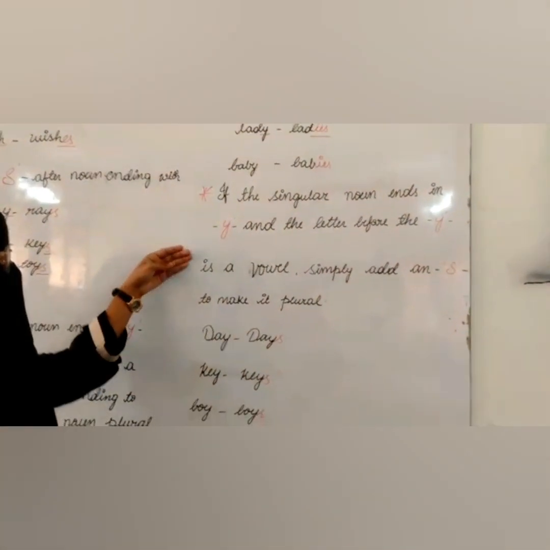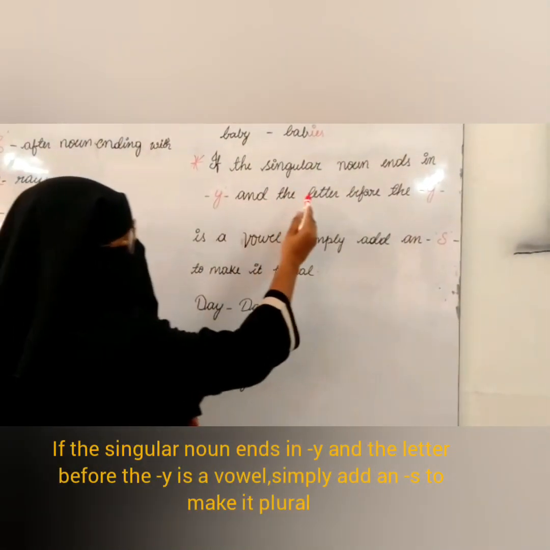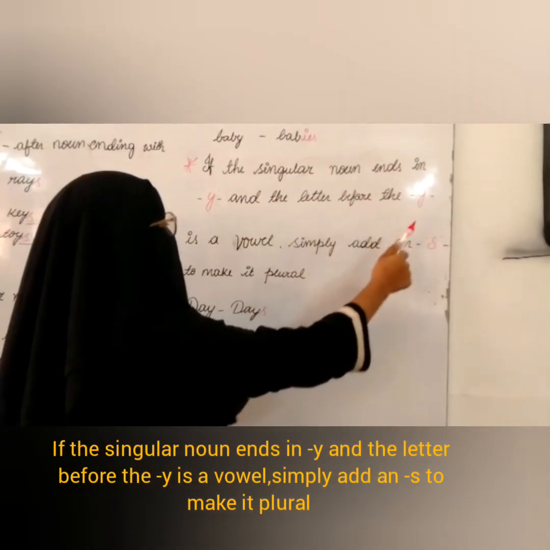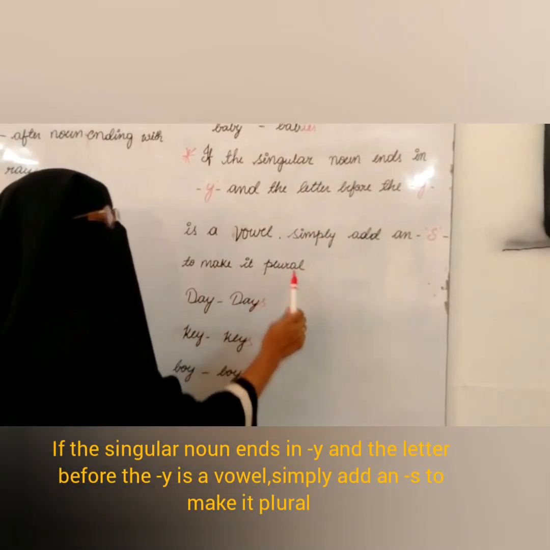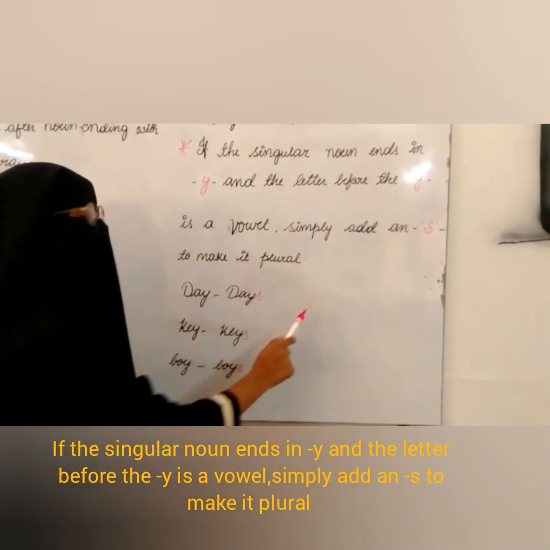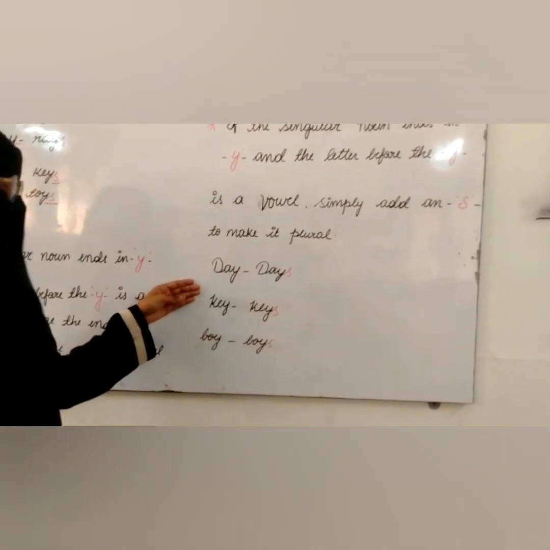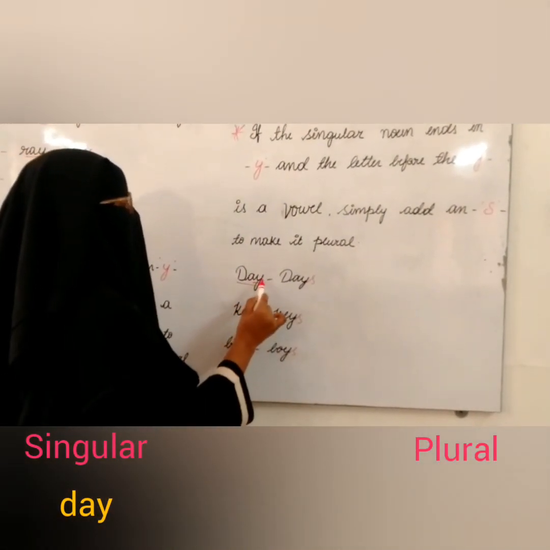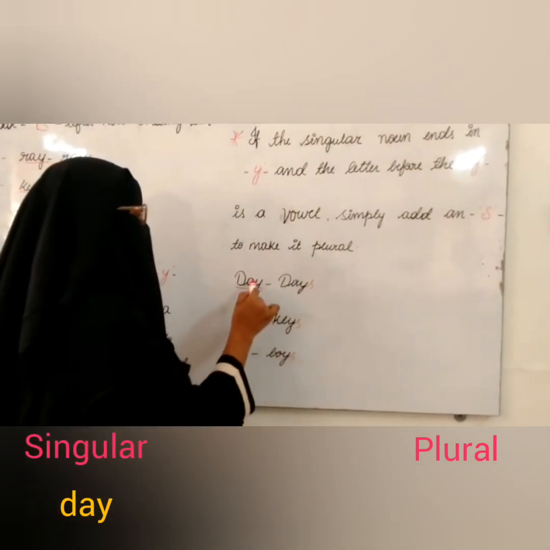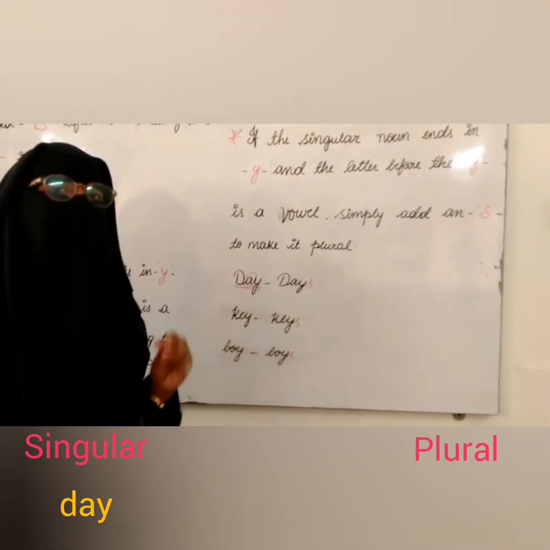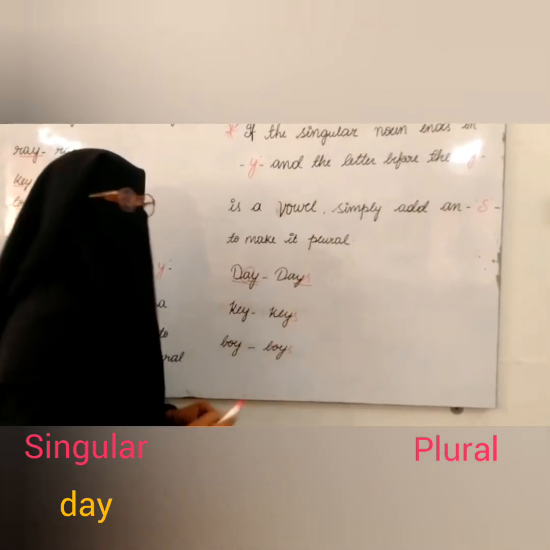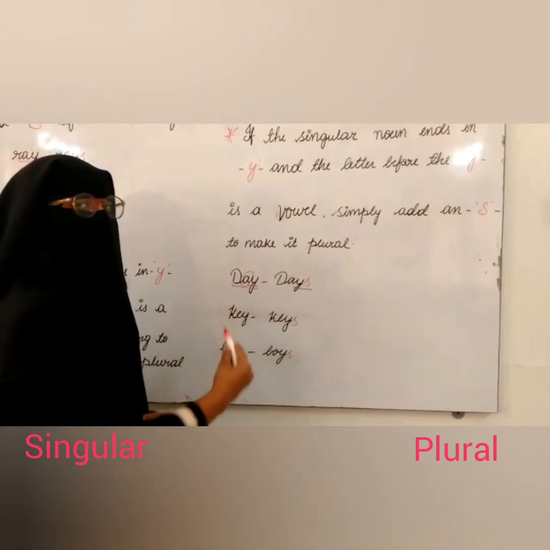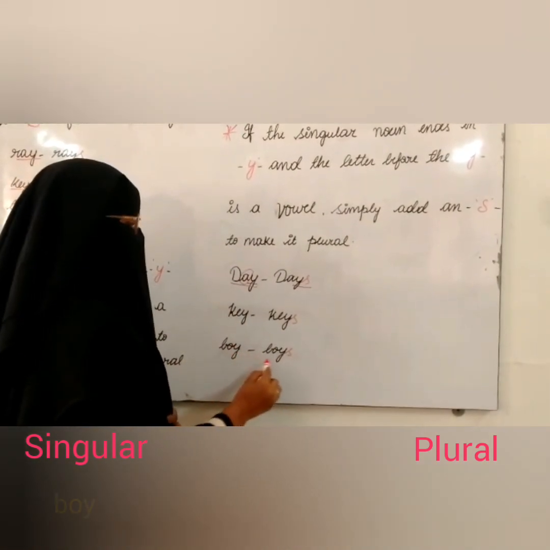Coming to the next rule, that is if the singular noun ends in Y and the letter before the Y is a vowel, simply add an S to make it plural. Let's see the examples here. The word day ending with the letter Y and the letter before the Y is a vowel, so we have to add S to make it plural. Then day becomes days. Like this, key becomes keys and boy becomes boys.